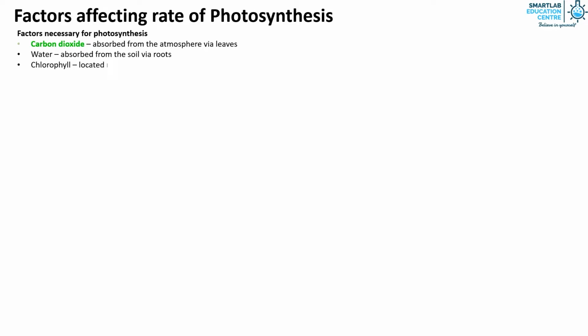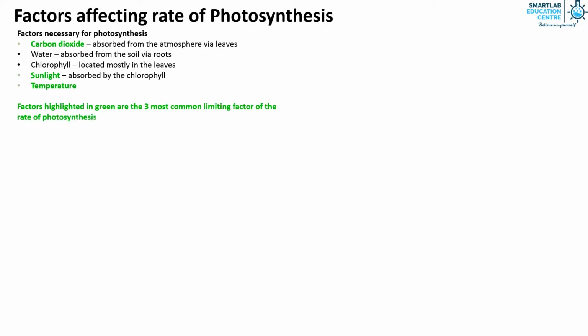Chlorophyll is the site of photosynthesis and located mostly in the leaves. Plants need sunlight, which is absorbed by chlorophyll. And lastly, temperature can affect photosynthesis as photosynthesis is catalyzed by enzymes. The factors highlighted in green are the three most common limiting factors of photosynthesis, and we will now look into detail how we can run certain experiments to show how they are limiting factors.